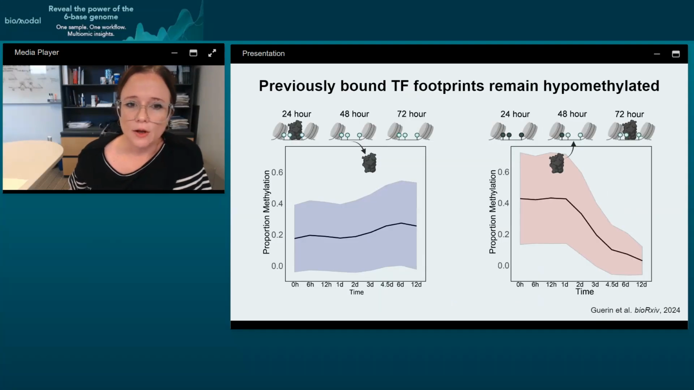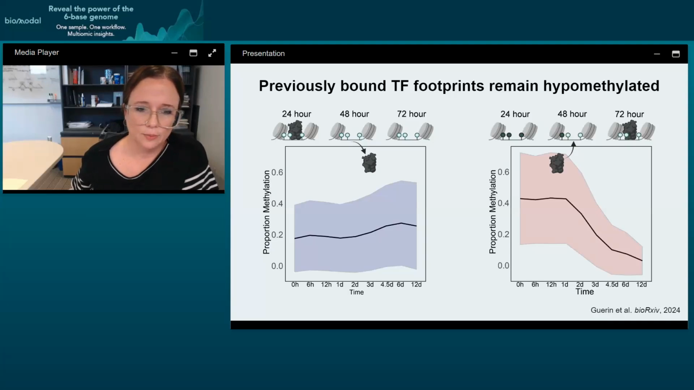So if we look at all footprints and we ask, what does methylation look like in the regions that lose a footprint? And we specify that we want to look only at regions that lose a TF binding event at 48 hours. What's happening to methylation of those sites over time? For the regions that lose a footprint at 48 hours, very little happens. As I mentioned, very little methylation is gained in regions that were previously bound by a transcription factor.